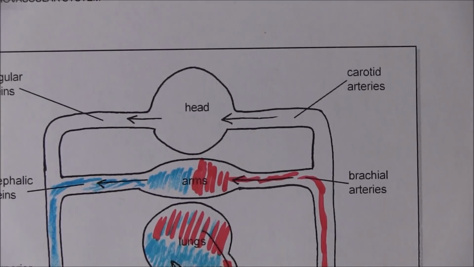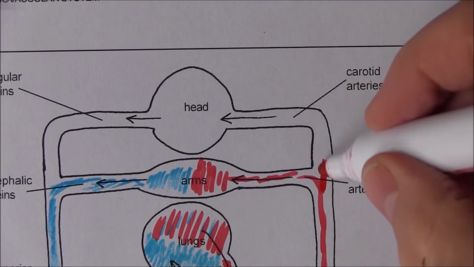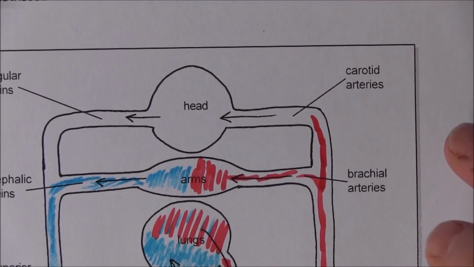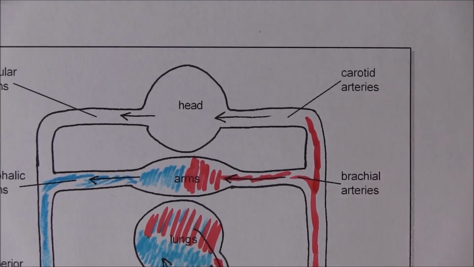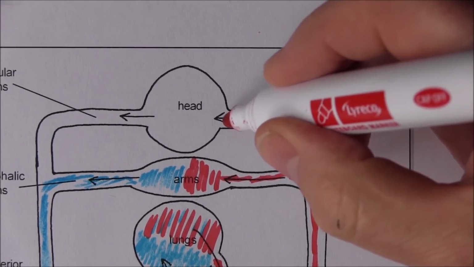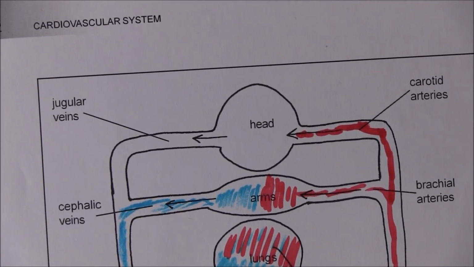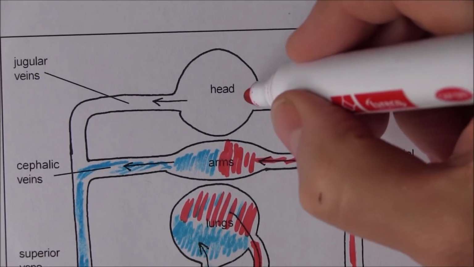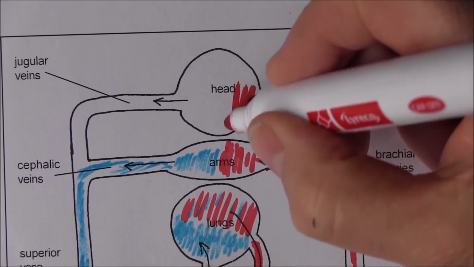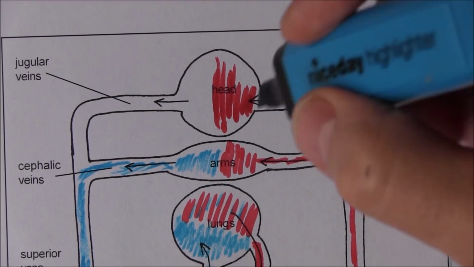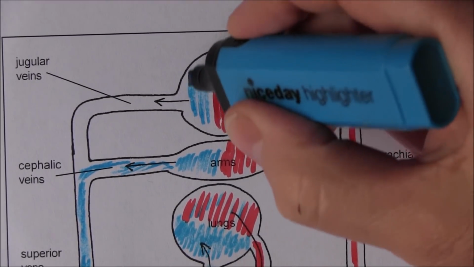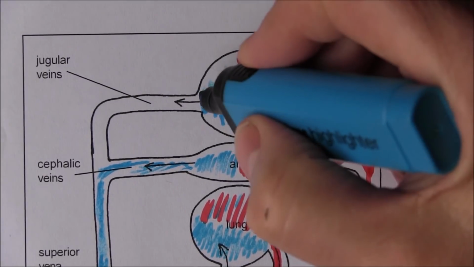But then other branches from the aorta will take blood up through the neck. The big arteries that you can feel pulsating in your neck are the carotid arteries, and they're going to take blood to the head, including, of course, the all-important brain. And again, the blood's going to perfuse through that, and as it goes through, it's going to give up some of its oxygen, it's going to collect some carbon dioxide, and then it's going to drain.